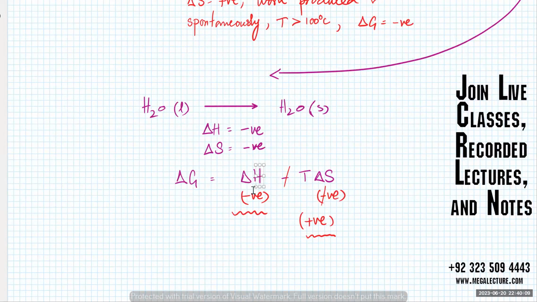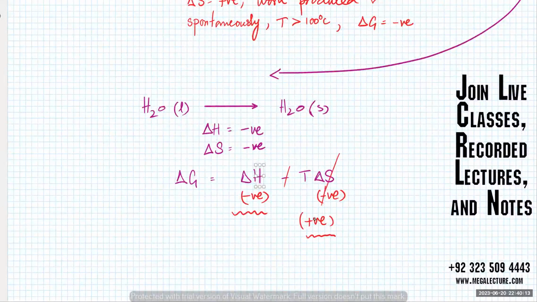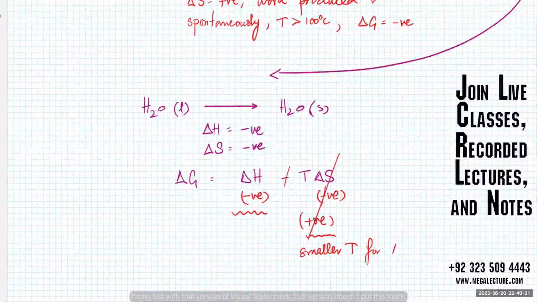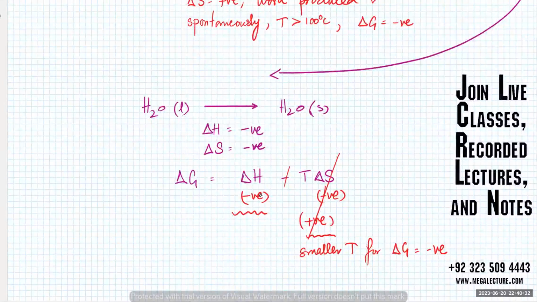I can't really do anything with delta H, but the only thing I can change is temperature. So what I can do is use a smaller T. If I use a smaller T, the positive term becomes smaller in size. So overall delta G would become negative. Is that clear? Yep.